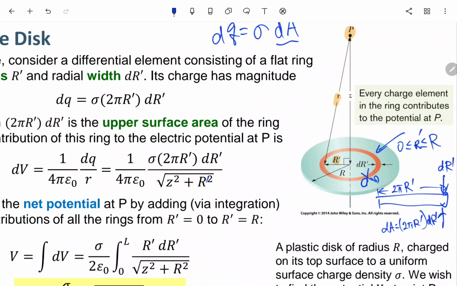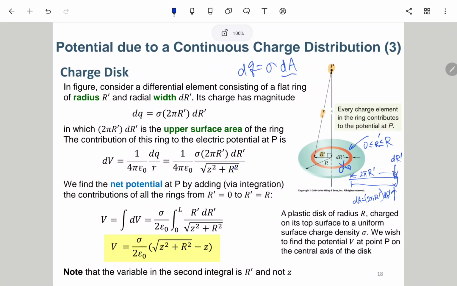Okay, so this one should be R prime. Should be capital R prime. Okay, so here we have the expression of dV in terms of R prime. So we have a dR prime here, and then we also have R prime here. So all the other variables are independent of dR prime. So we are ready to integrate this stuff.